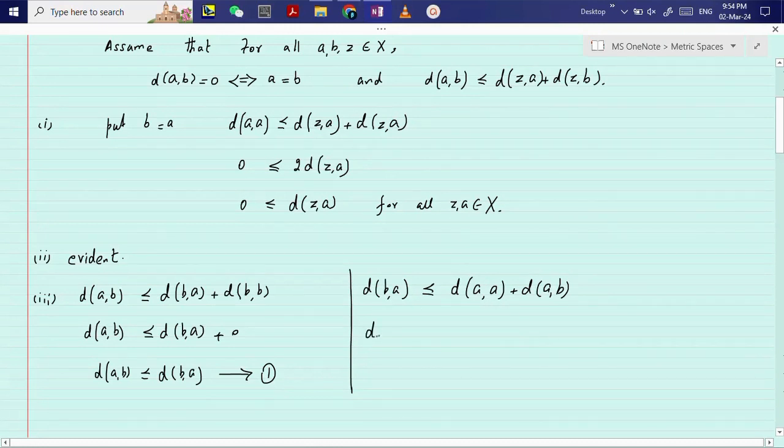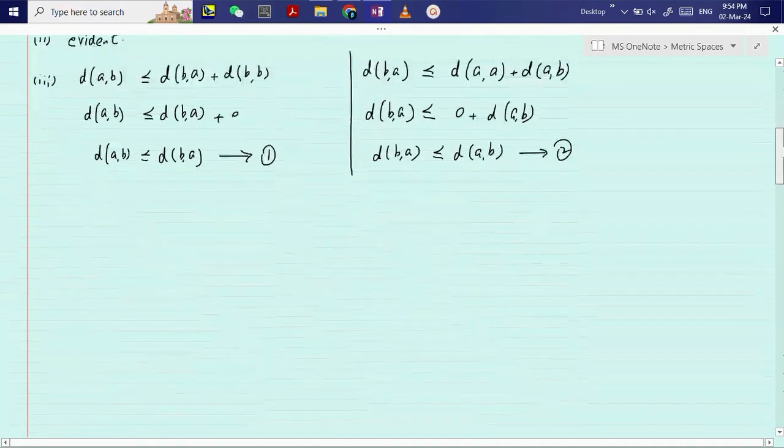Hence we have d of BA less than or equal to 0 plus d of AB, and this is equal to d of BA less than or equal to d of AB. This is our inequality number 2.